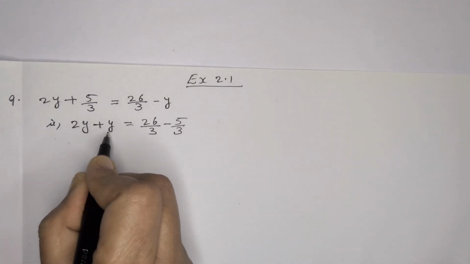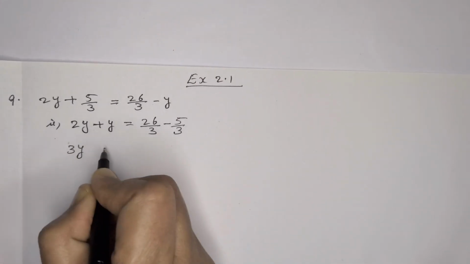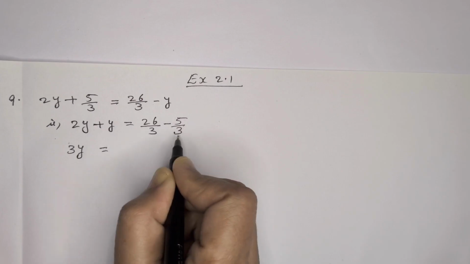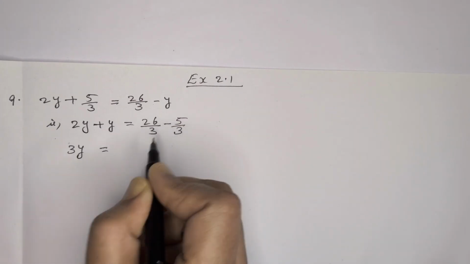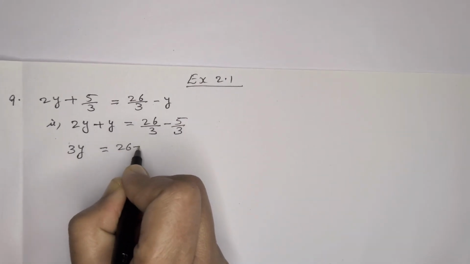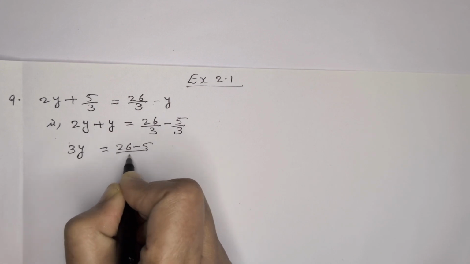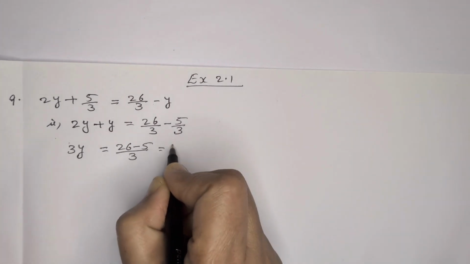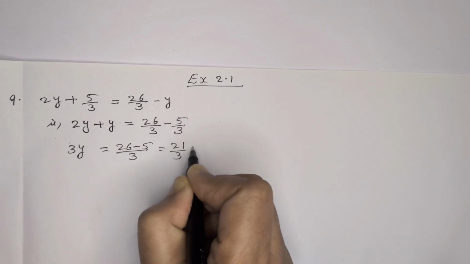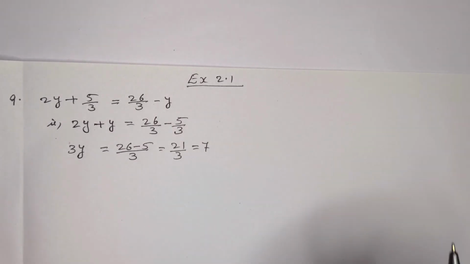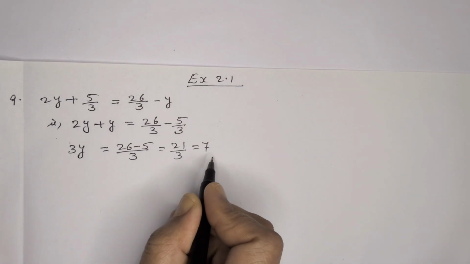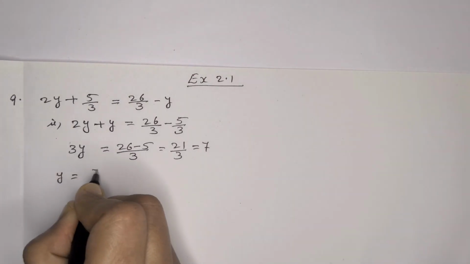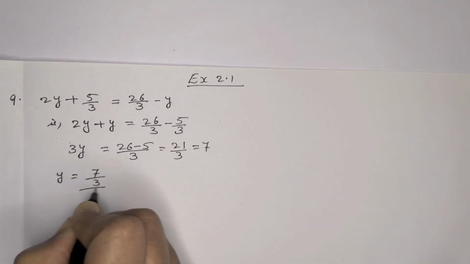Now 2y plus y, that is 3y, is equal to, here 3 is the common denominator. So we can subtract the numerators: 26 minus 5 by the LCM or the common denominator. 26 minus 5, that is 21/3, which is equal to 7. That is 3y = 7. Then y = 7/3.